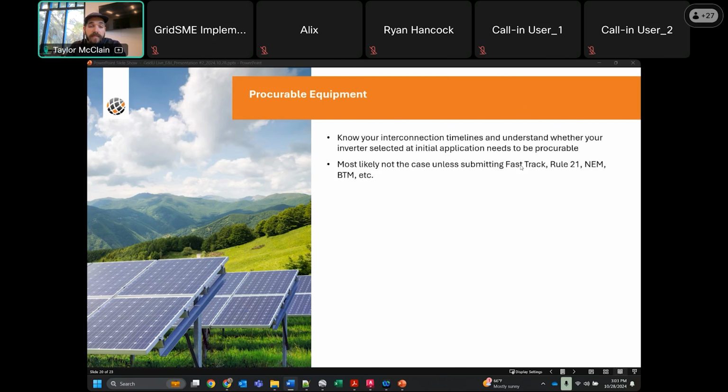And if you have reasons to select a certain piece of equipment or specify a certain aspect of the design that your consultant hasn't brought up, definitely talk about it, because the procurable equipment is getting to a point where it is affecting the interconnection timelines.